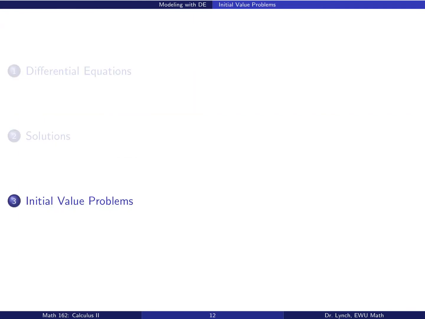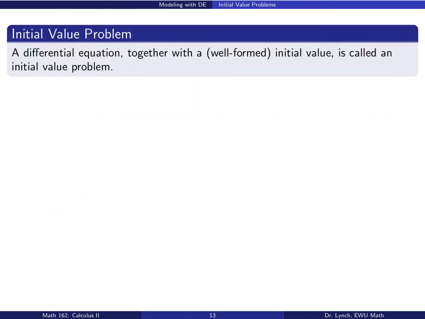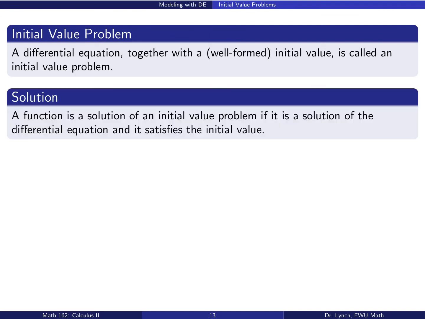Okay, let's talk about initial value problems. A differential equation together with a well-formed initial value, and we'll talk about that just briefly, is called an initial value problem. So you have to have two things to be an initial value problem. You have to have a differential equation and an initial value. Now, a function is a solution of an initial value problem if it's a solution of the differential equation and it satisfies the initial value.